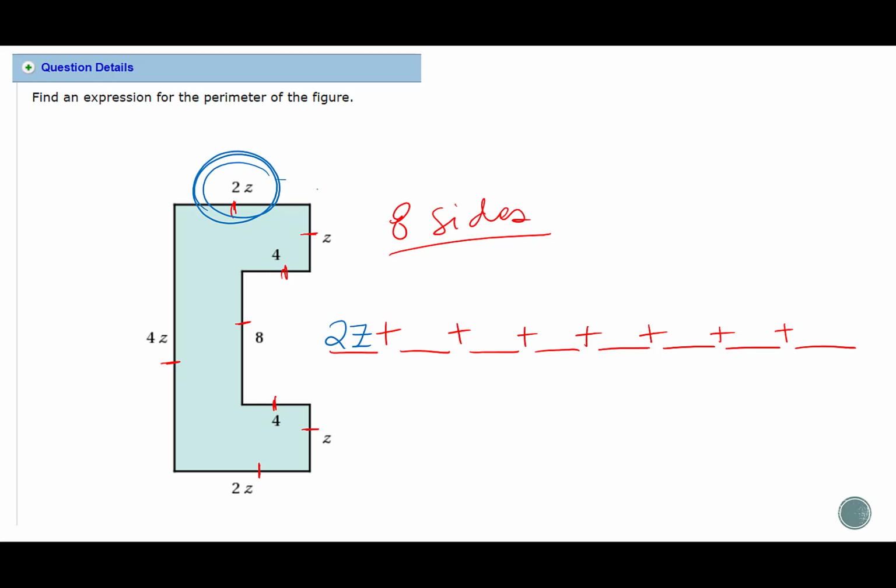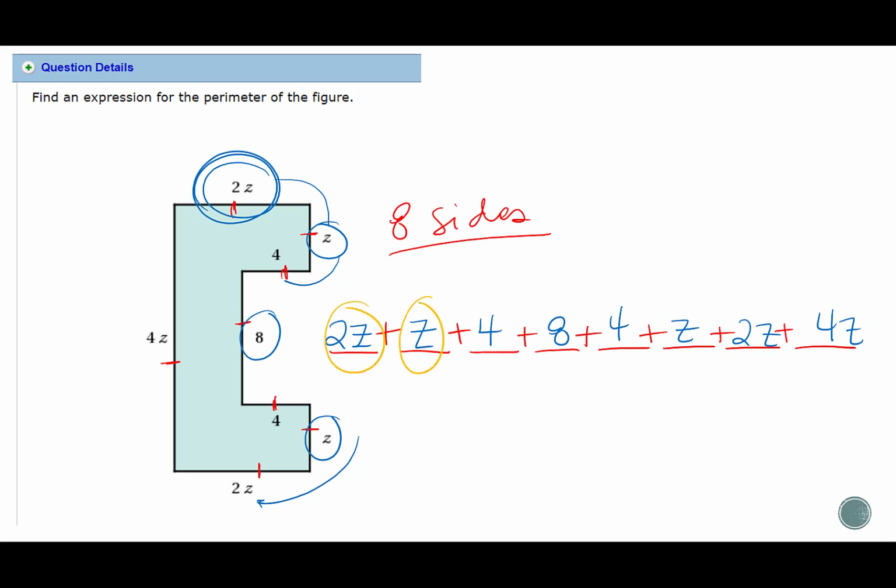So for example, next I would add a z, next I would add that positive 4, next I would add the positive 8, next is another positive 4, and then another z down here. And if I keep going clockwise, now I have a 2z and a 4z. Now we're going to take this very large polynomial with 8 terms and collect like terms to get our final answer.